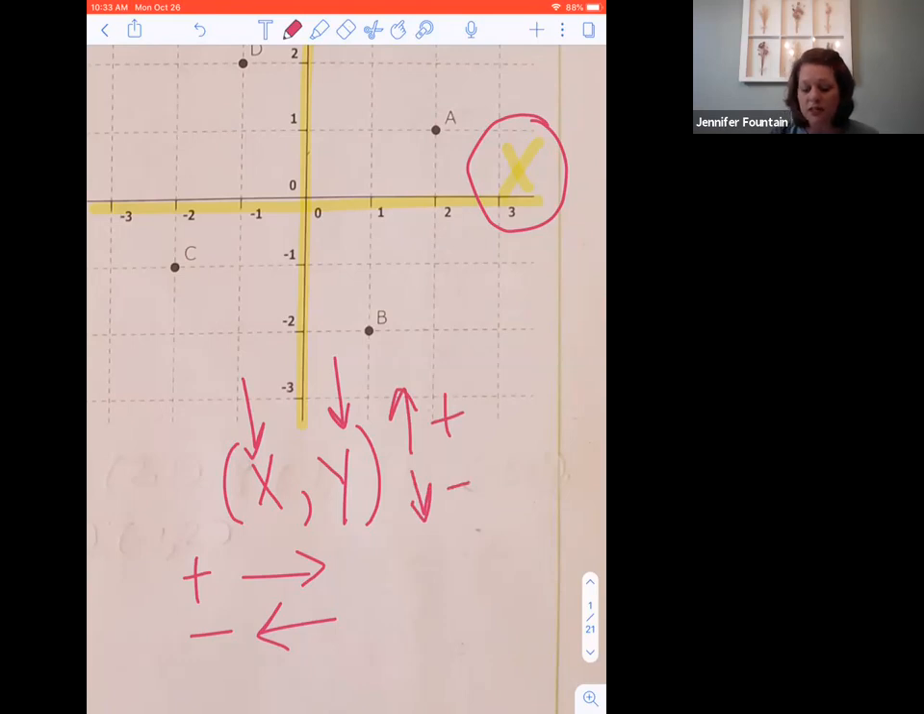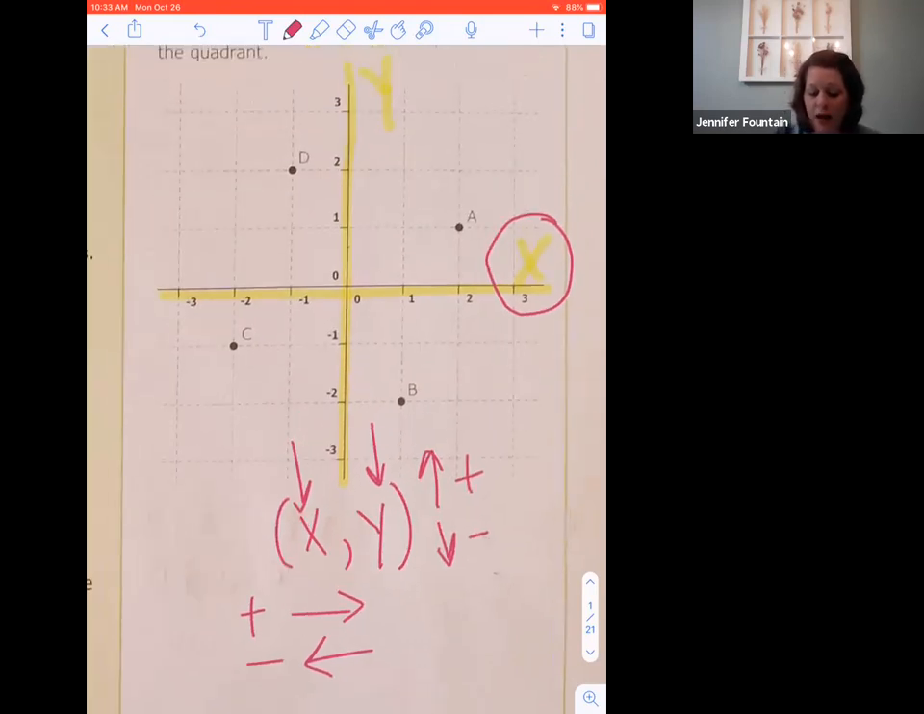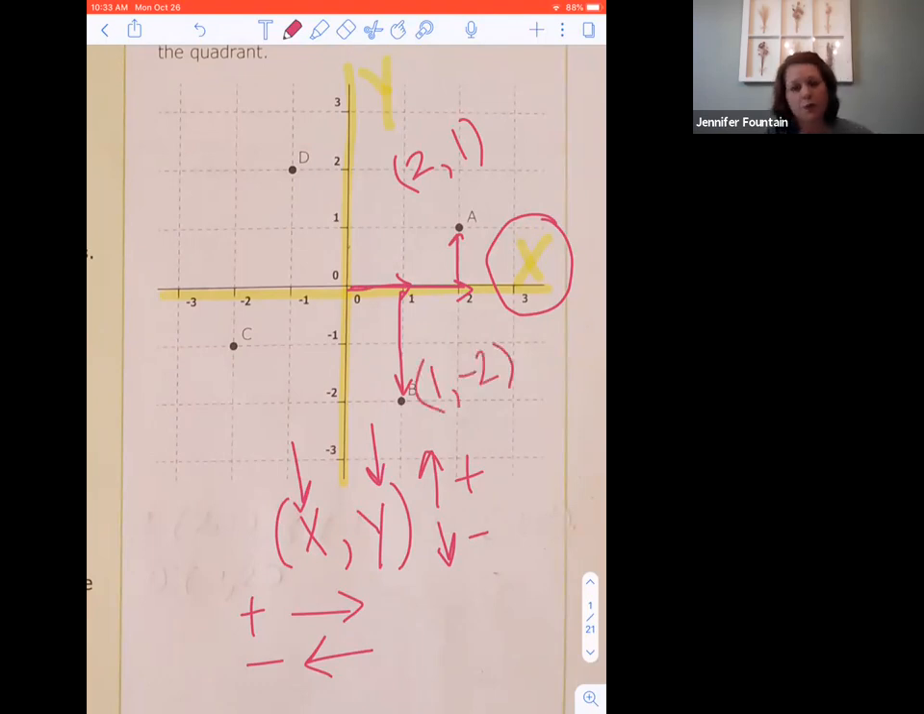Okay, so we looked the other day at, like, when I named point A right here, that meant I went to the right 2, and then I went up 1. So my ordered pair was 2, 1. For B, I went to the right 1, and then I went down 2. So because I went right, X is positive, but I went down 2. I went to the right 1, but I went down 2, so that's a -2. So B was 1, -2.